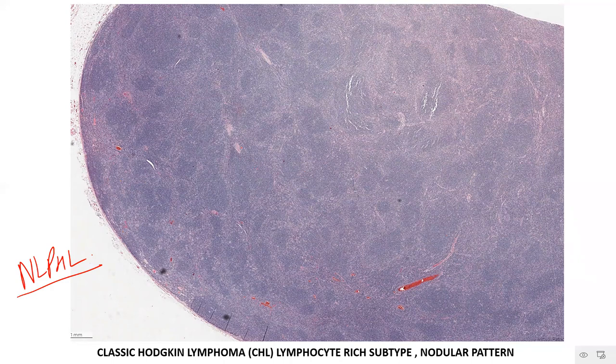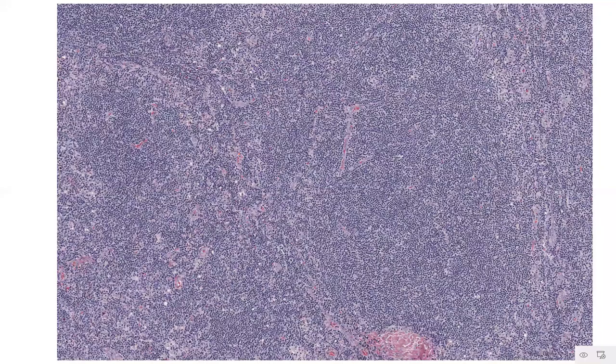So if you see, there is an effacement of the architecture of the lymph node by large sized follicles, or rather nodules of varying sizes, because they don't really look like a classic lymphoid follicle. These are more like large nodules which are spread throughout the lymph nodal parenchyma, thus resulting in an effacement of the lymph nodal architecture. And these nodules seem to have a mottled appearance, just like you saw in the case of nodular lymphocyte predominant Hodgkin lymphoma, right? So you have one nodule over here and another nodule over there. And towards the periphery of these nodules, there seems to be a little bit of a mottled architecture.